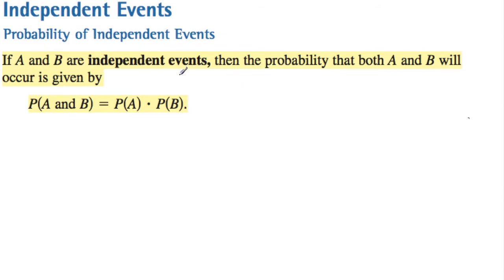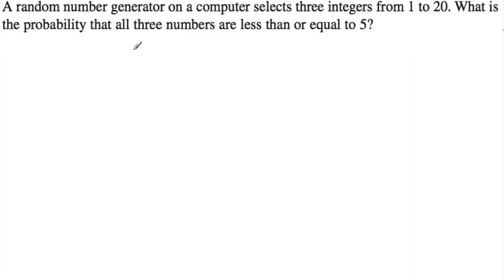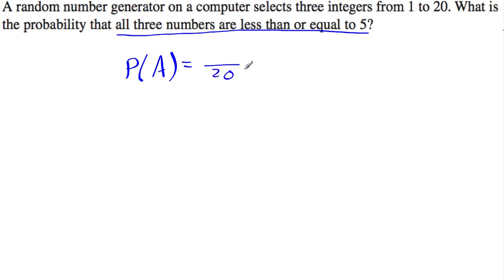Now, independent events are events that don't impact one another. So here we can just multiply the two events to happen together. So for example, we have a random number generator, and it selects 3 integers from 1 to 20. What is the probability that all 3 numbers are less than or equal to 5? Well, let's say it happened just once. What's the probability? Well, out of 20, there are 5 numbers, so that's 1 out of 4.